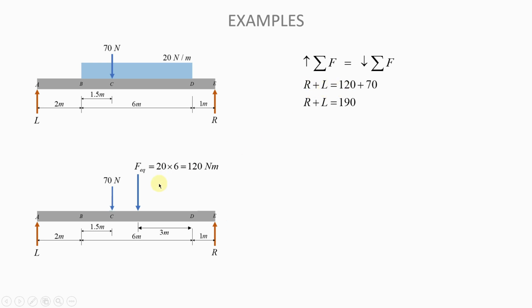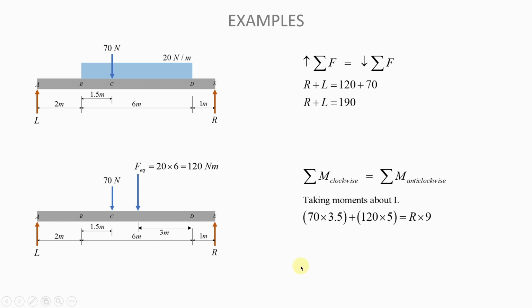So R plus L must be equal to 120 plus 70, so R plus L must be equal to 190. And then the sum of clockwise moments must be equal to the sum of anti-clockwise moments. Again, we will take our moments about L. So the clockwise moments will be 70 multiplied by that distance, which is 3.5, as you can see, plus 120 multiplied by that distance there, which is going to be 5. If you look at it from here to here, it's 3 plus 2, it's 5.